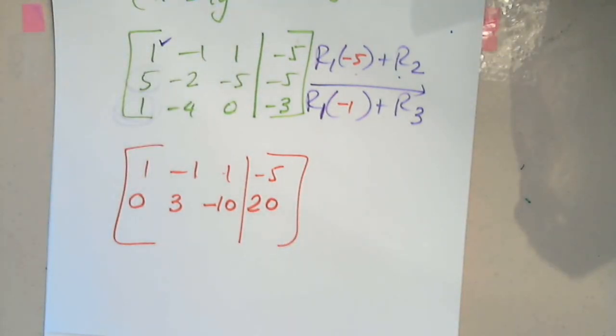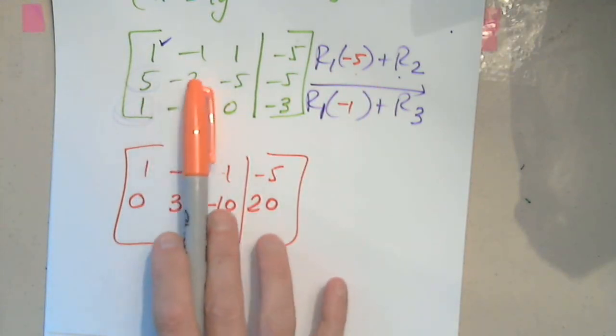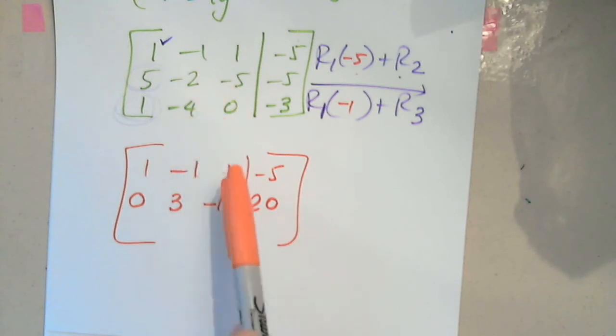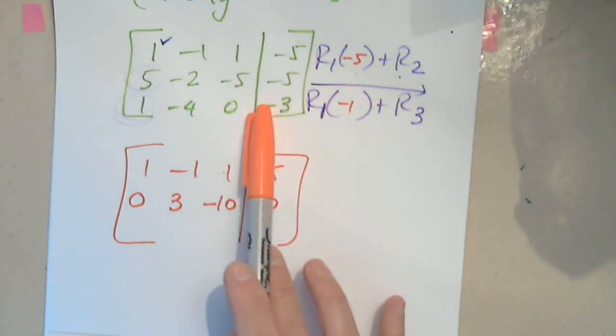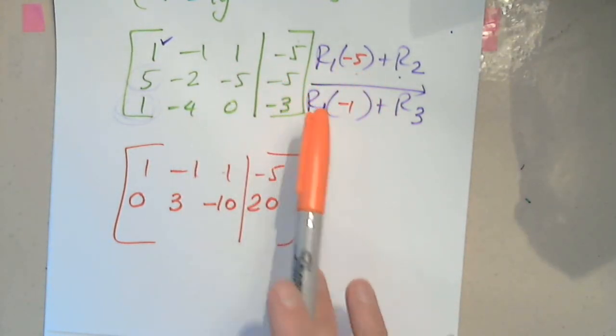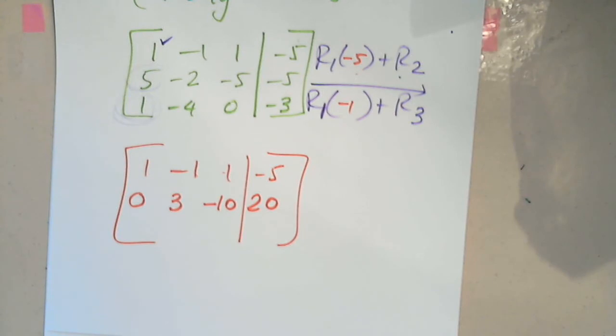Is this okay? Yes. Let's double check. Negative 5, yes, and this is negative, so it's 5 minus 3 minus 2 is 3. Negative 5 minus 10 and 25, yeah. Good, the next one.